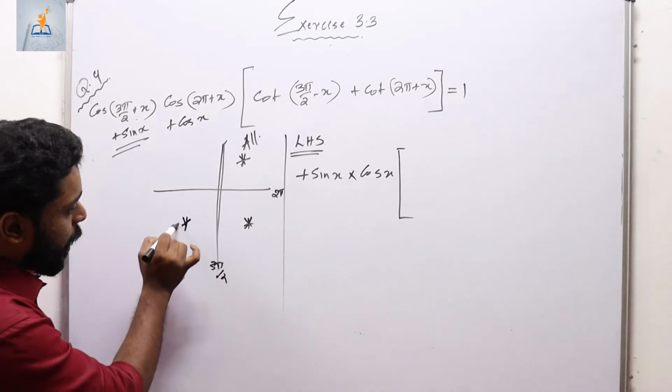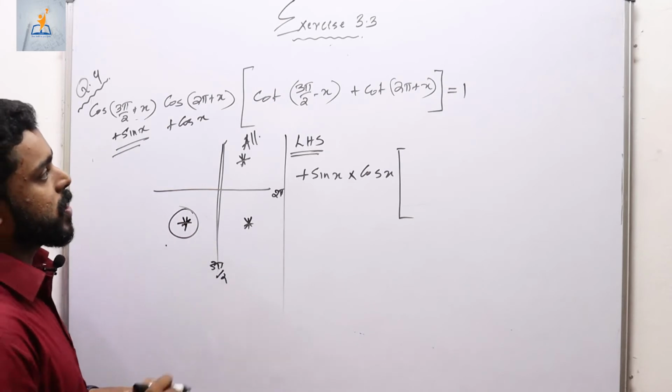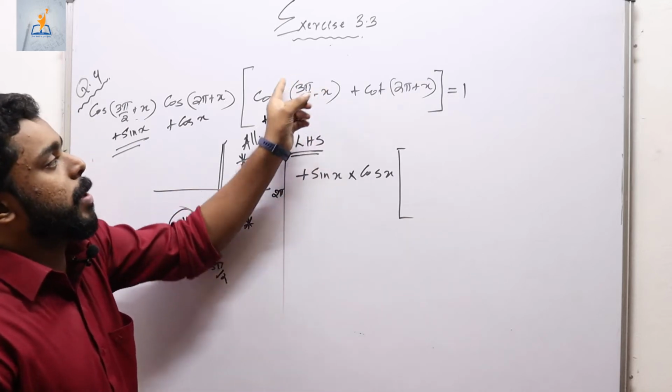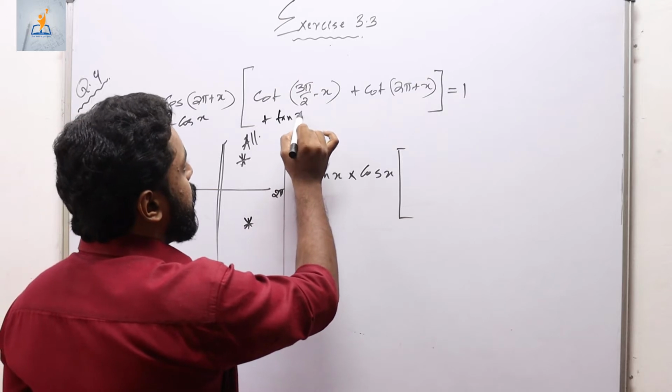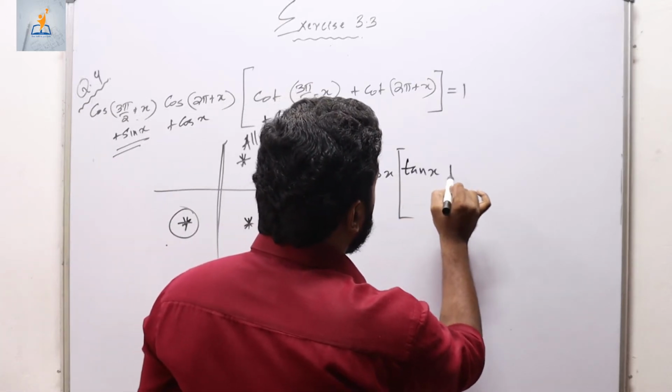So 3π/2−x will lie here, and here cot and tan are positive, hence it will be positive. Since the difference is taken from an integral multiple of π/2, it will change to tan x. So that will be tan x plus.